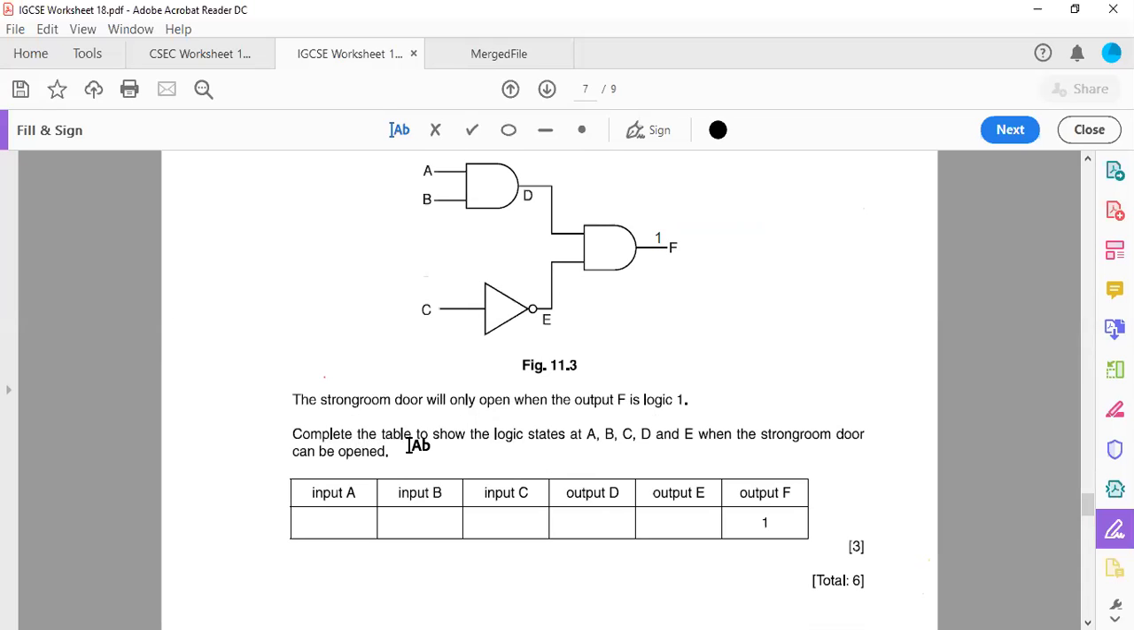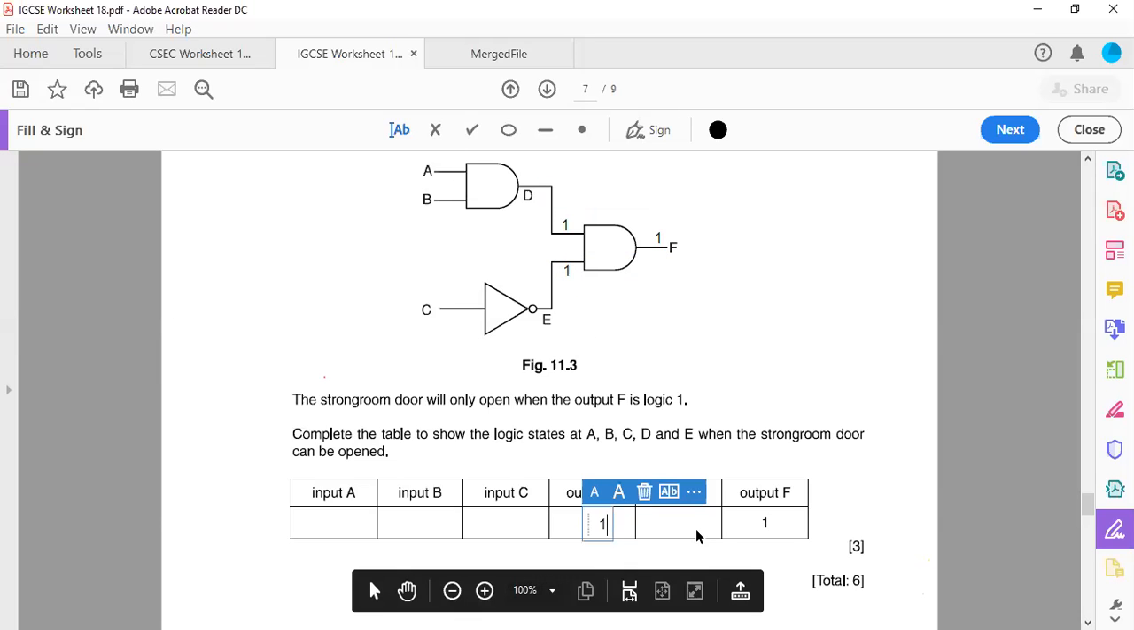Complete the table to show the logic states A, B, C, D, E when the showroom door can be opened. So for our AND gate, if we want the output to be 1, both of your inputs have to be 1. So D must be 1 and E must be 1 from the diagram.